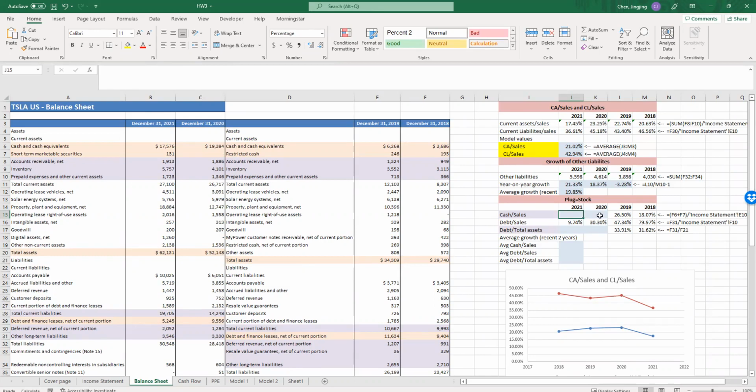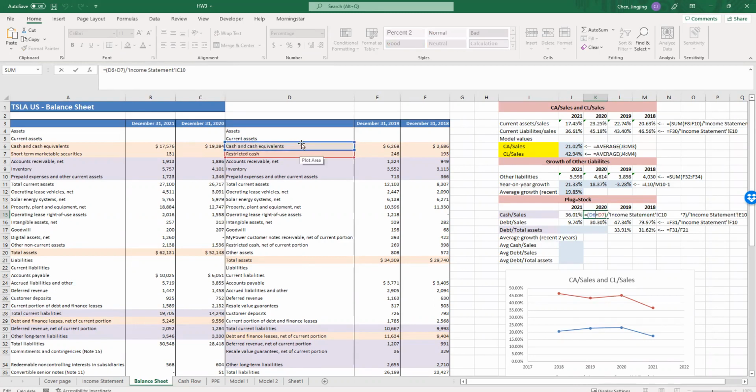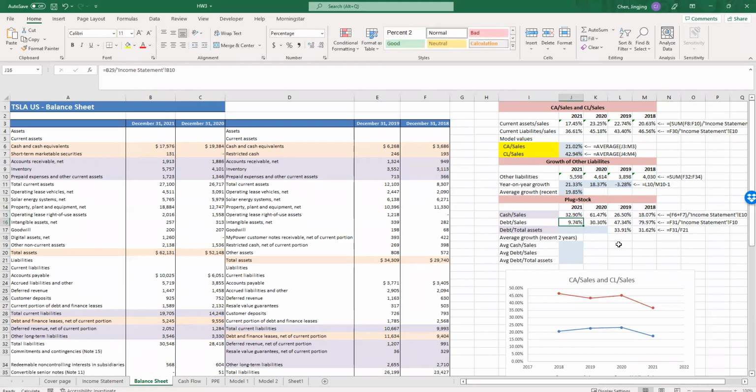For cash over sales, you can just follow the step here. I'm going to drag it here and change the input. So C10 is the right revenue. Here, drag it over. Okay, B10 is also the right revenue. Again, there is a structural break between 2019 and 2020, so it's better to use the recent average.